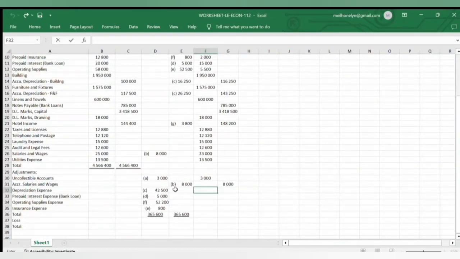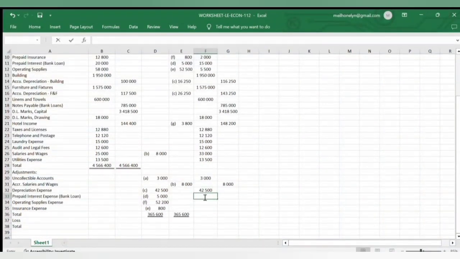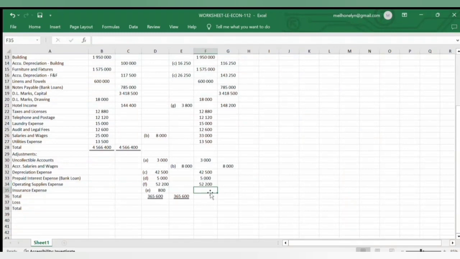Next one, for the depreciation expense, it will be plotted on the debit side of the adjusted trial balance. So 42,500. The next one would be the prepaid interest expense bank loan. So it will be also plotted on the debit side. Next would be the operating supplies, also on the debit side. And the last one is the insurance expense, which is worth of 800.